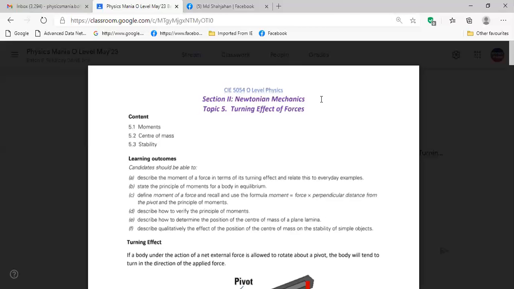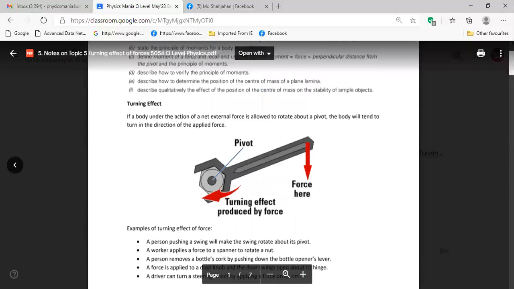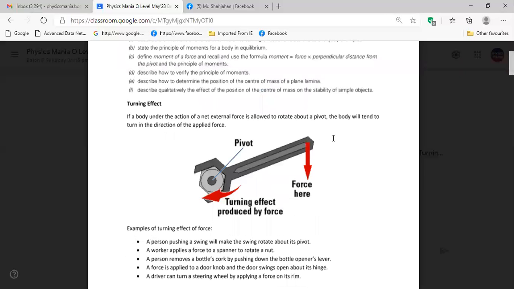We get this benefit not only in the door, but in many places in our life. If you think of pliers, scissors, or the instrument we use to undo bolts and nuts, what is that called? I forgot what this is called.